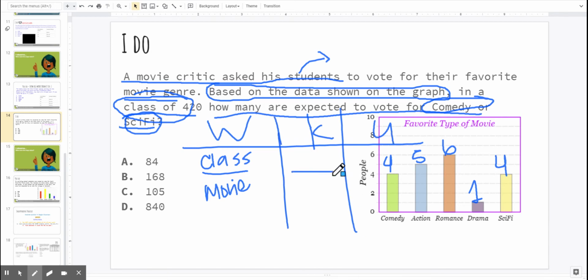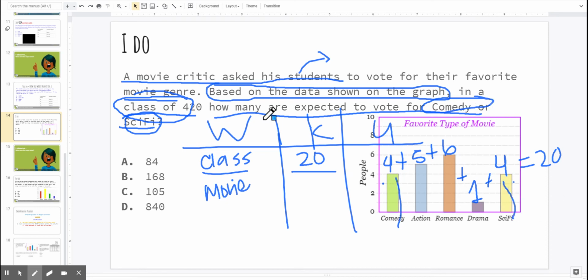I'm going to say, well, I know that if you have a class of this many students, and how many students do I have in total here? This tells me the number of students I surveyed that actually voted. So I'm going to add them all up. And when I add them, I say 4 plus 5 is 9. 9 plus 6 is 15. And 15 plus 5 right here is 20. In a class of 20 people, 4 and 4, right? 4 like comedy and 4 like sci-fi.